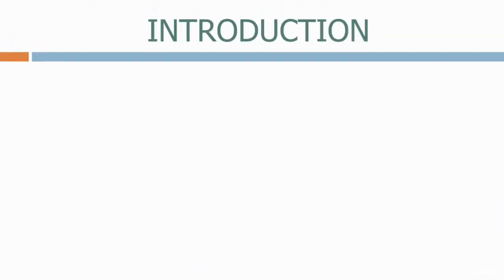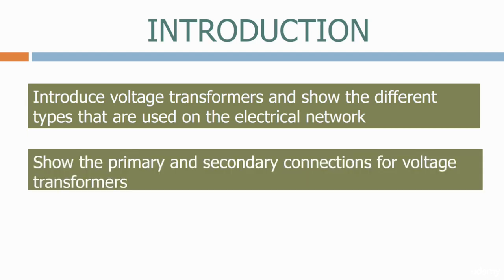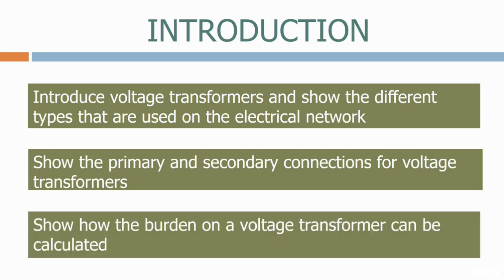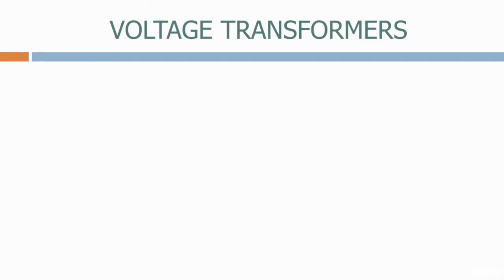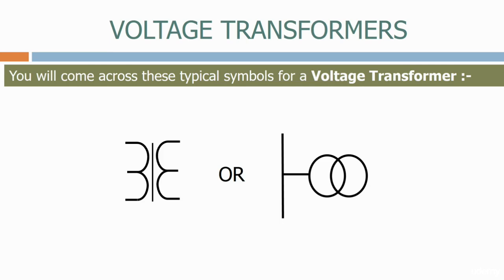The aims of the course today are: introduce voltage transformers and show the different types that are used on the electrical network. Show the primary and secondary connections for voltage transformers. Show how the burden on a voltage transformer can be calculated. You will come across these typical symbols for the voltage transformer. Either this symbol or this one.